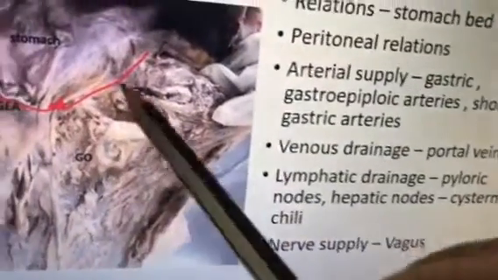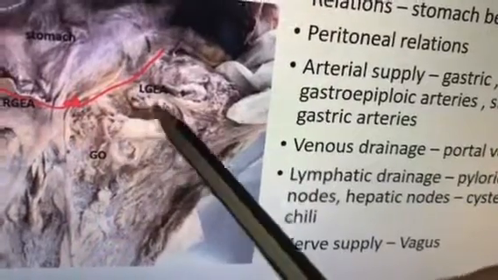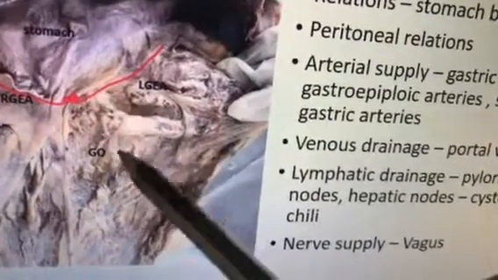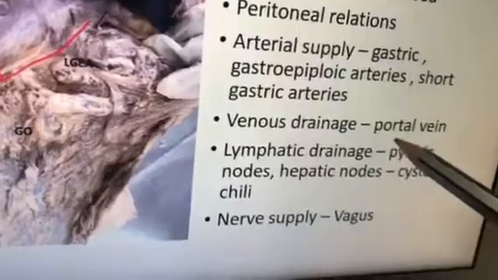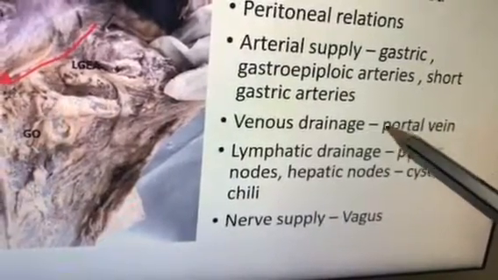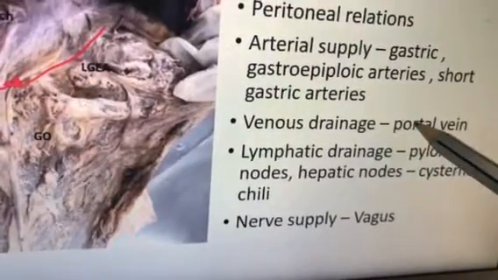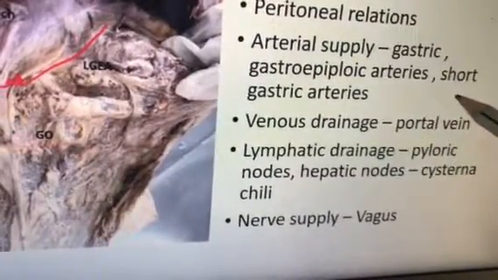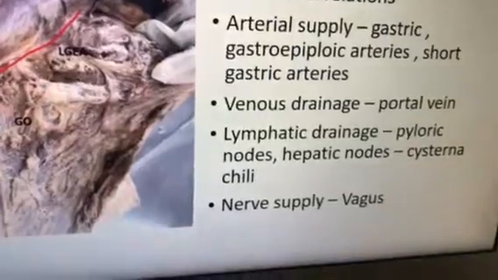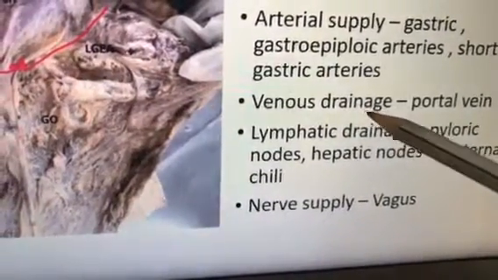venous drainage. Venous drainage, all these corresponding veins, the same epiploic veins and the gastric veins, they drain into the portal vein. Understood? And the fate of portal vein is, it divides into right and left portal vein and then enters into the sinusoids inside the liver, and from there hepatic veins will be formed. They will be entering into the inferior vena cava. So this is about the venous drainage.